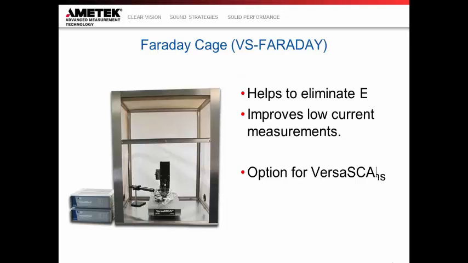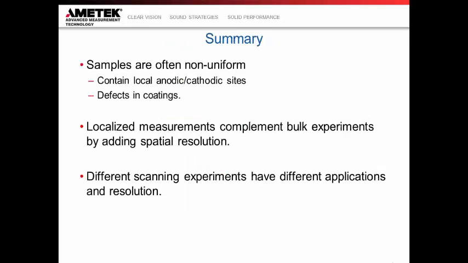So in summary, samples are often non-uniform. They contain local anodic and cathodic sites or defects in coatings. Generally, samples are always non-uniform. If it's not a single crystalline phase of gold or highly polished type of sample, it's going to have some kind of non-uniform nature. Localized measurements complement bulk techniques by adding spatial resolution. And I think that's an important step.